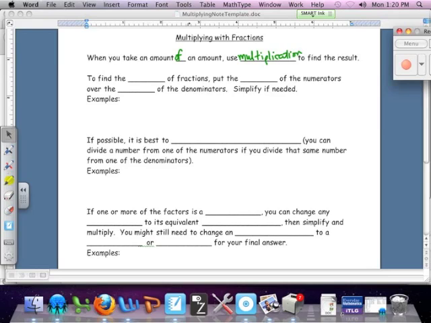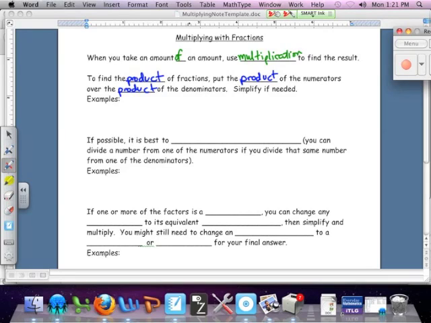So to find the product, which of course is the result of multiplication, of fractions, put the product of the numerators over the product of the denominators. Or as I like to say, you multiply across the top, multiply across the bottom. And then here it says simplify if needed. The next part of the notes will be the whole simplify before we multiply, but the most basic, direct thing to do is just to multiply across top, multiply across the bottom, and then simplify.